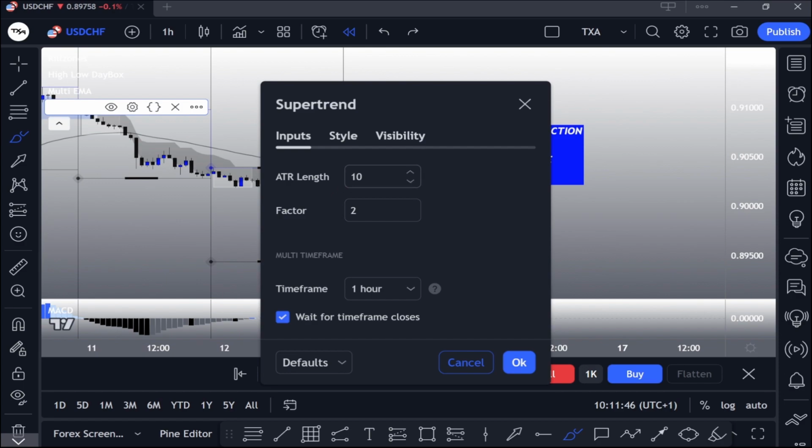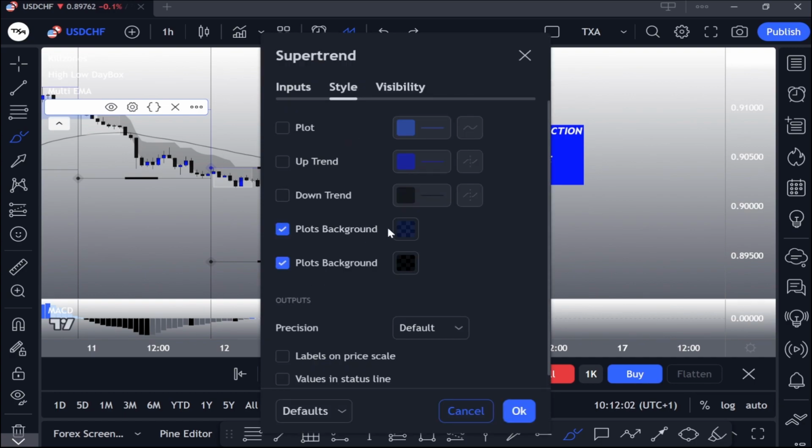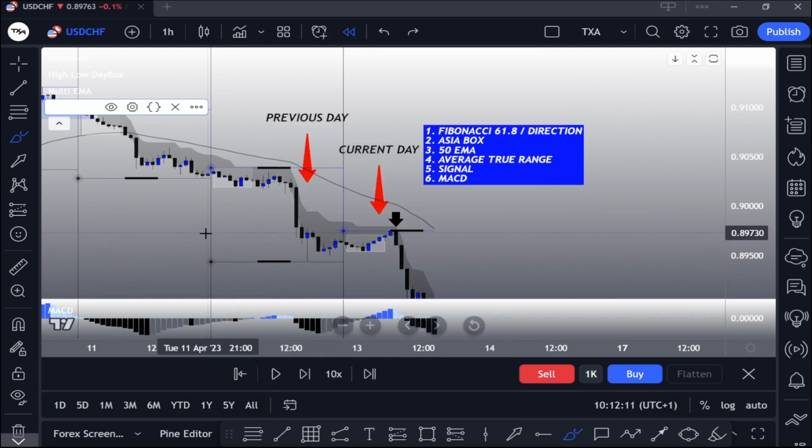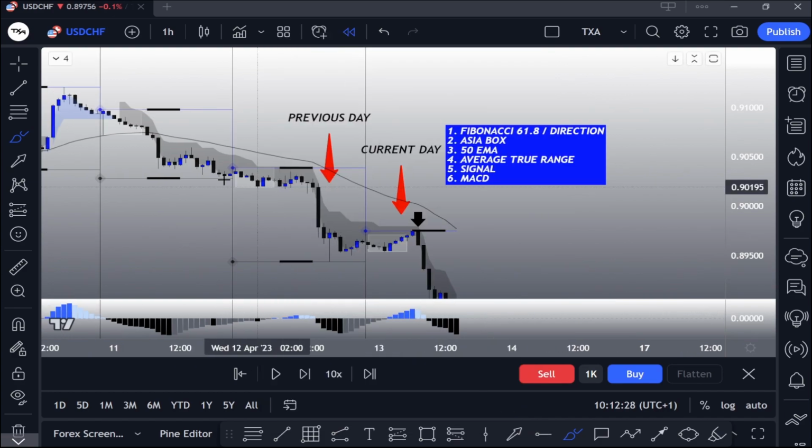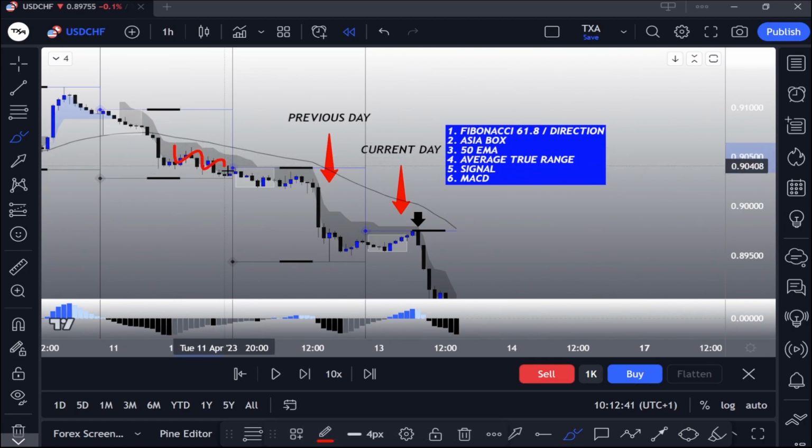you are going to get this average true range length 10, factor 2, and time frame 1 hour. In terms of the style, I have this section blue, this section black, so that it matches my color scheme. Click OK. So what is the purpose of the average true range? The average true range is almost like the EMA, but it calculates the average range of the price direction and the momentum. It shows whether the momentum is still bearish or bullish.